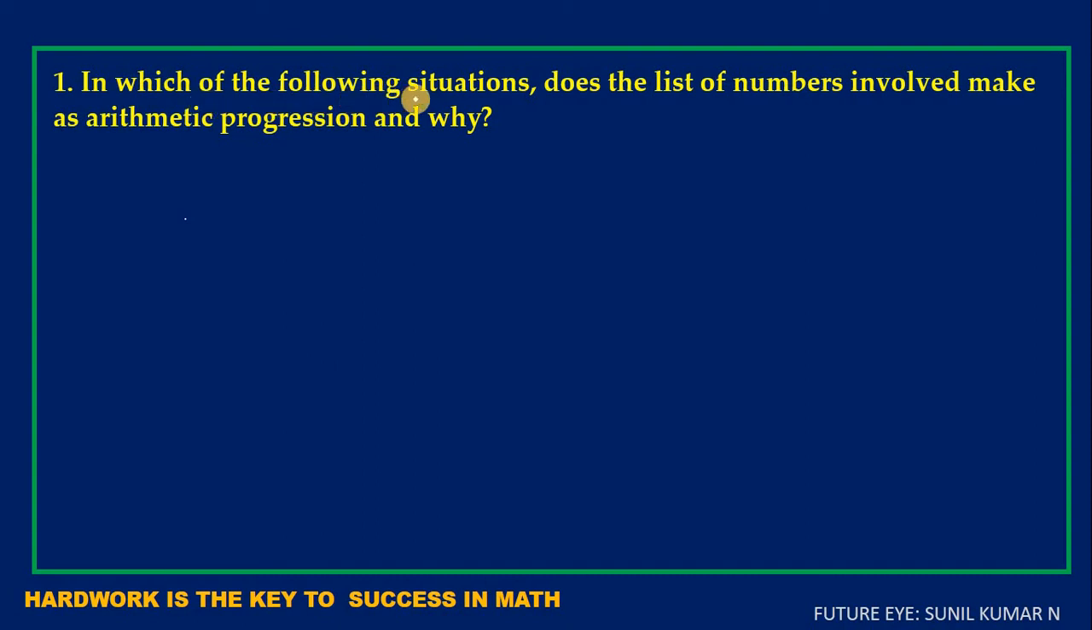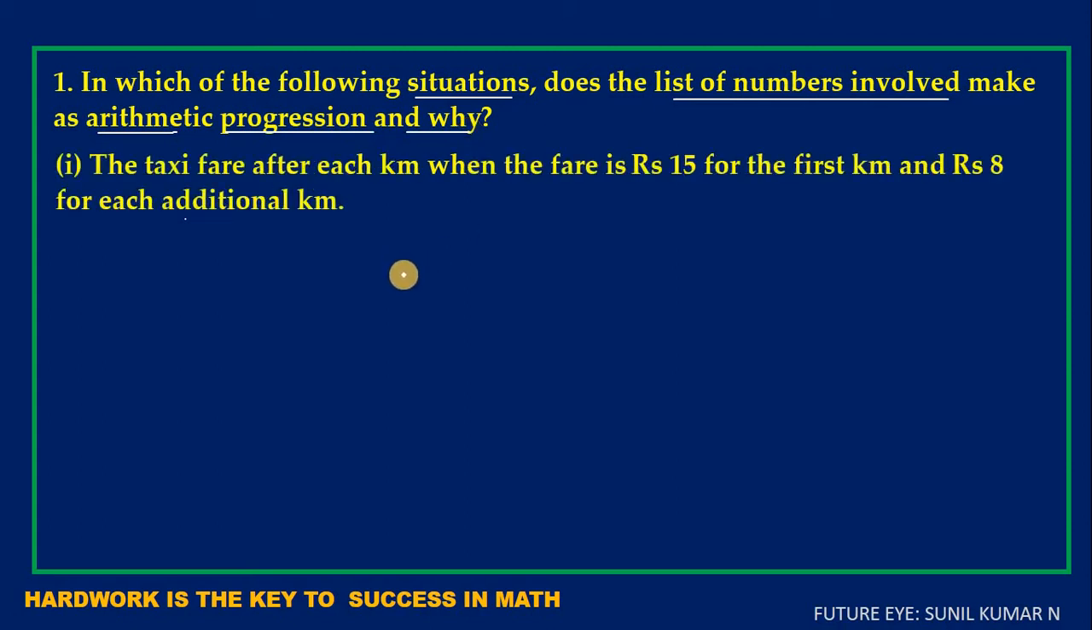In which of the following situations does the list of numbers involved make an arithmetic progression and why? Understand the heading. Here they provide a few situations. We have to prepare a list of numbers for that, I mean a sequence. And then we have to check whether they form an arithmetic progression or not. Let's see the first problem.